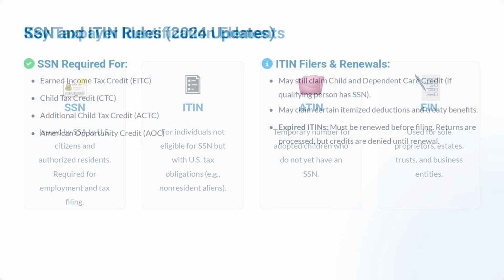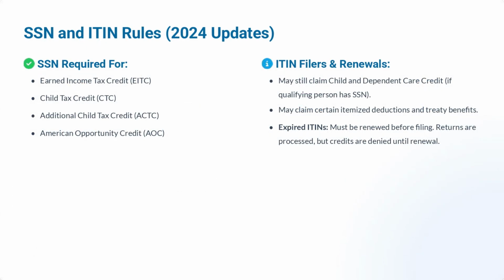What an ITIN can be used for: filing a tax return, reporting income, claiming certain credits such as the child and dependent care credit if the qualifying person has an SSN, receiving treaty benefits, filing as a spouse on an MFJ return. What an ITIN cannot be used for: an ITIN cannot be used to claim the earned income tax credit, claim the child tax credit, work legally in the United States, or receive Social Security benefits.